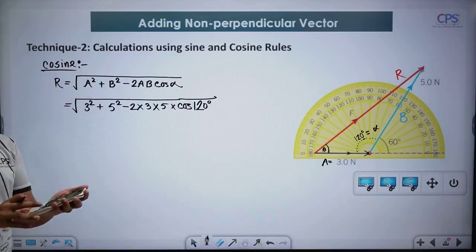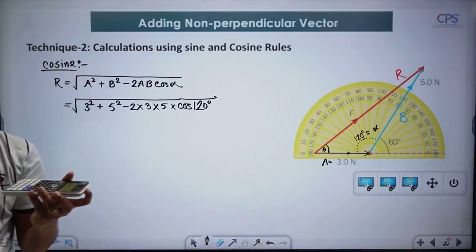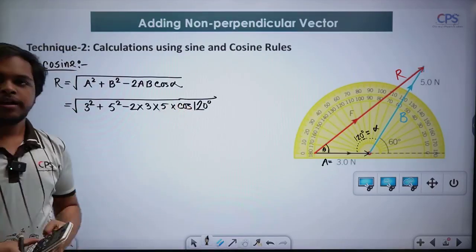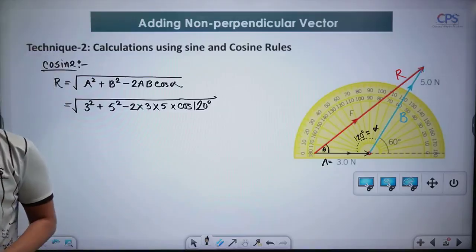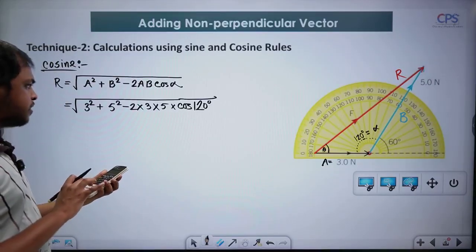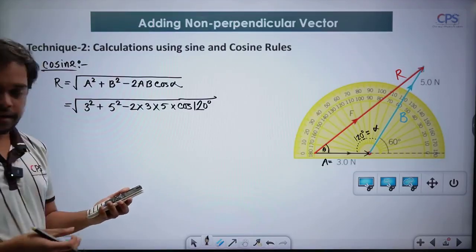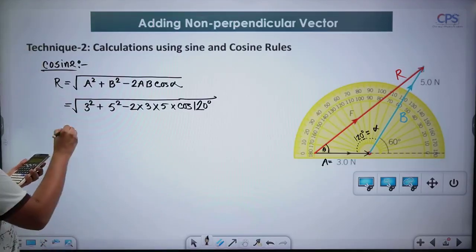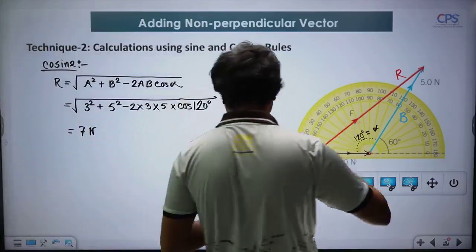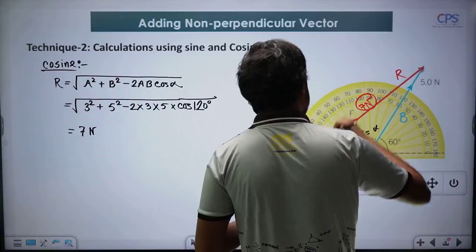You need to calculate it keeping the calculator in degree mode only, not in radian. If you take this in radian mode, you will get an answer, but the answer will be incorrect. Okay, so be aware of that. You need to set your calculator to the proper degree mode. So this is 7 Newton. How much will this be? This will be 7 Newton.